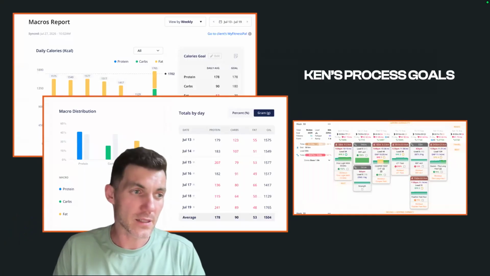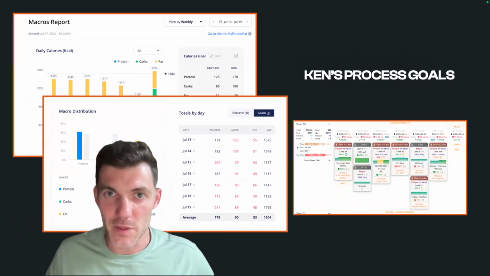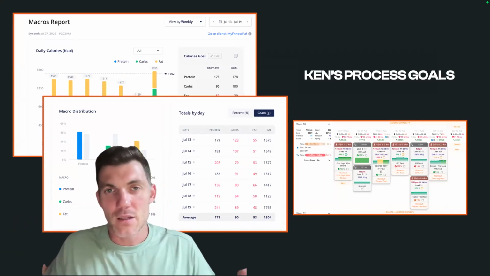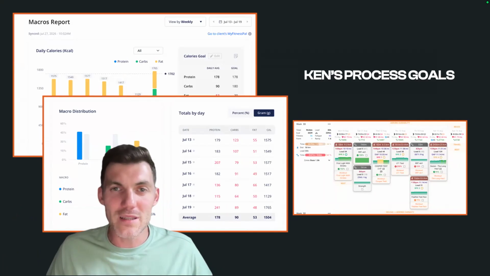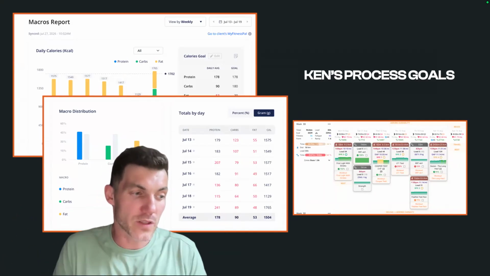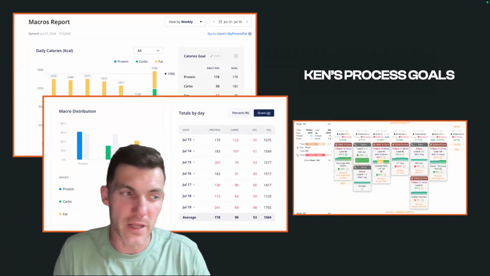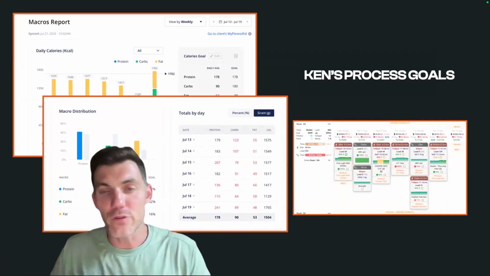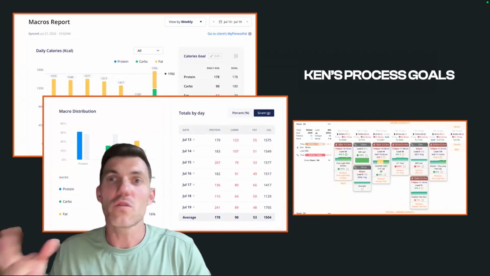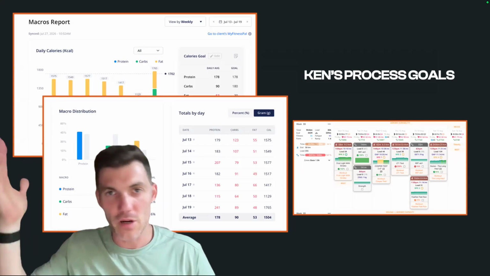And here's Ken's process goals. He's hitting his macros every single day. Obviously, not every single day is perfect, but if you win 6 times a week, on average like 178 grams of protein per day, and he was in deficit, obviously, 1,500 per day. That's incredible. But then you have nuances, because on long runs you're not going to be in deficit, right? If you have body composition goals, you increase your calories.